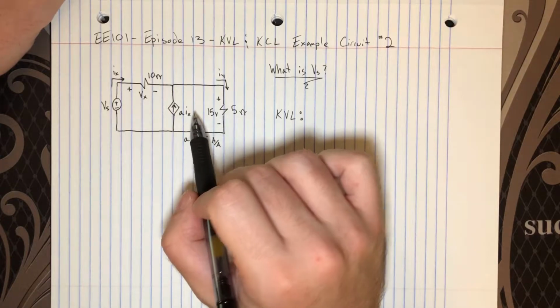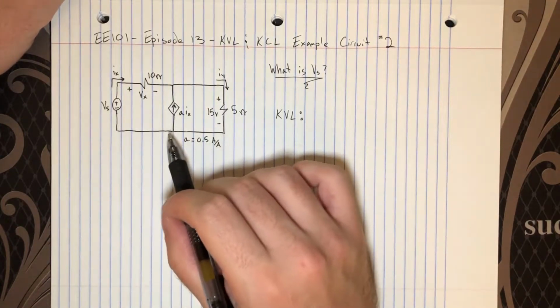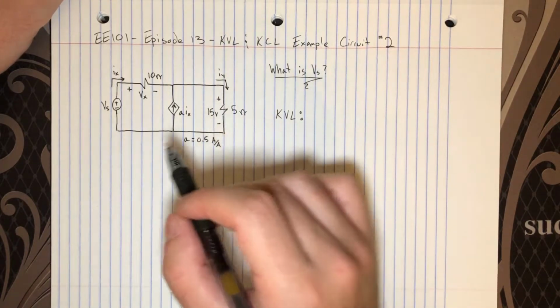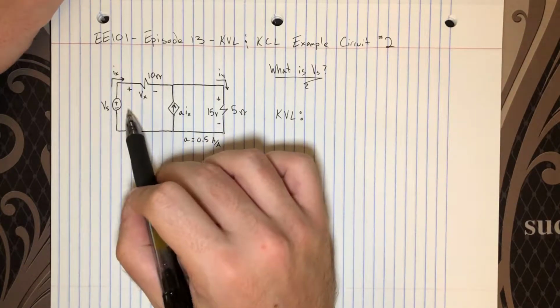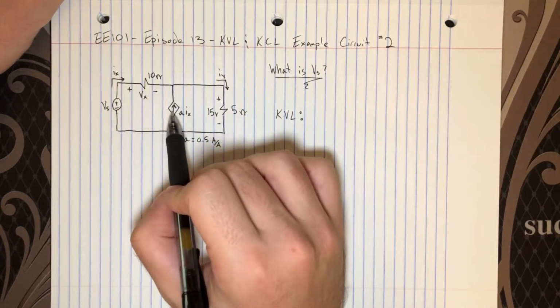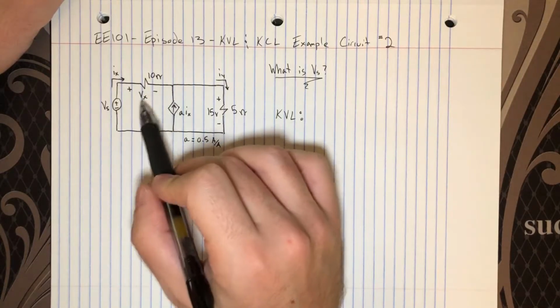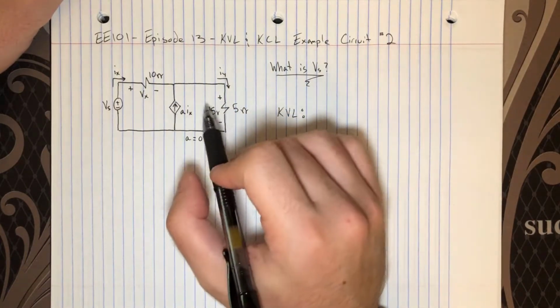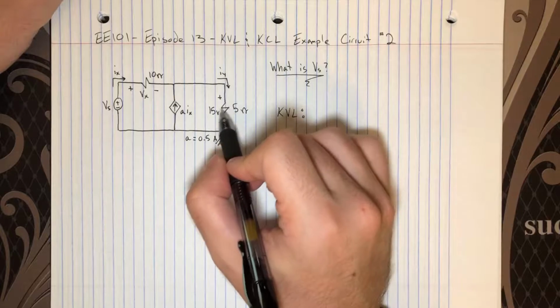So if you think about how many loops there are in this circuit, there's really three. There's this small loop that involves the source, the resistor, and this current source. So there's a small loop here. There's a loop that involves these two elements, the current source and the resistor here.